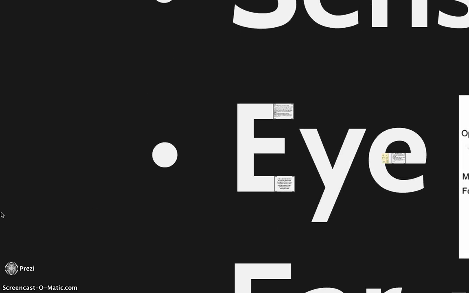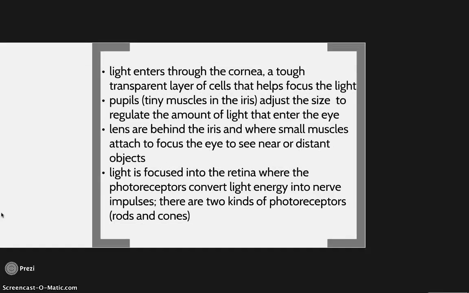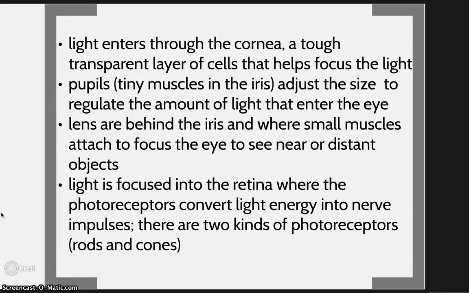Next, one of the sensory organs is the eye. Light enters through the cornea, a tough transparent layer of cells that helps focus the light. Pupils, which are tiny muscles in the iris, adjust their size to regulate the amount of light that enters the eye.